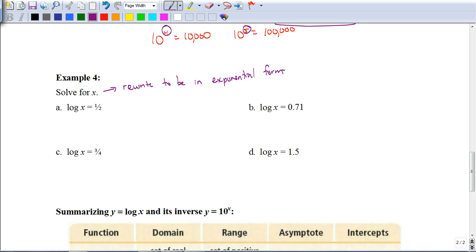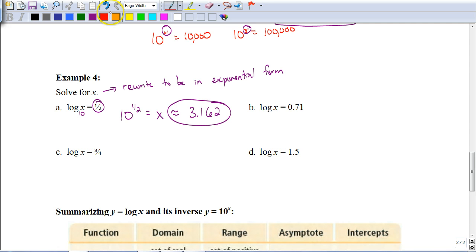So if you're ever stuck and you don't know what to do, and it's in logarithm form, try changing it to exponential form to see if that helps you get unstuck. So remember, this is base 10. So my base is 10. My exponent is 1/2, and that's going to equal my value for x. And sure enough, I can do this on my calculator. 10 to the 1/2 power would end up being approximately 3.162.